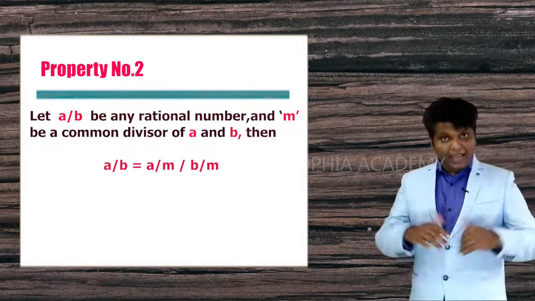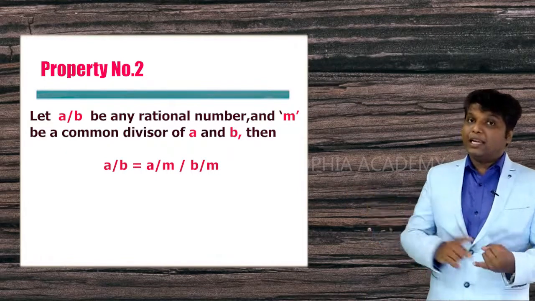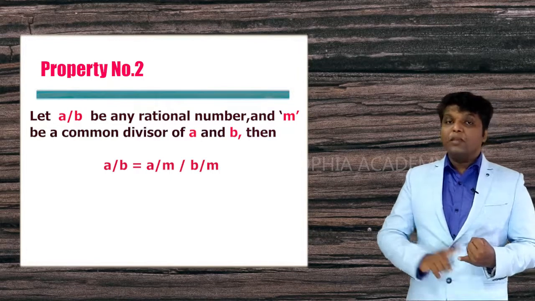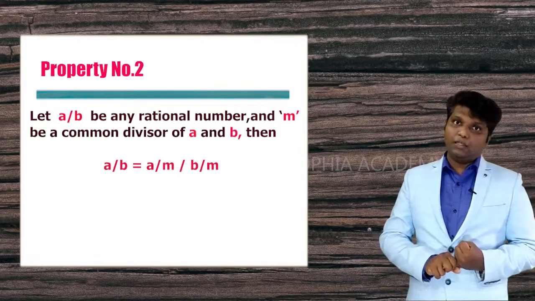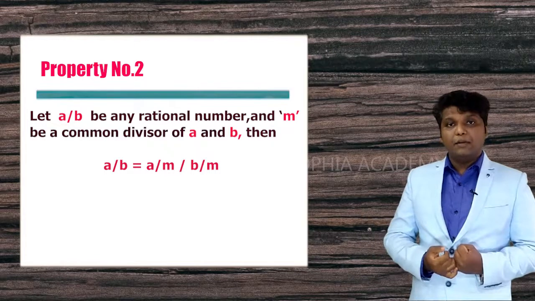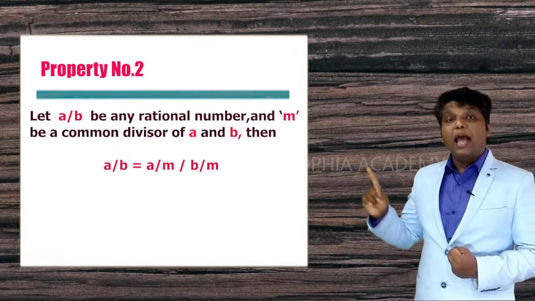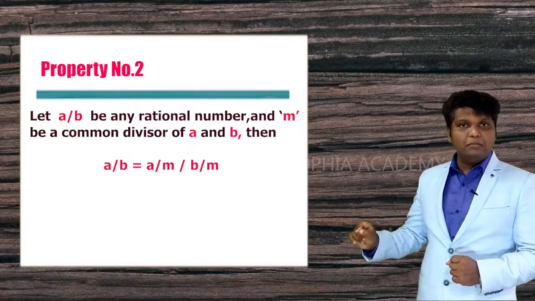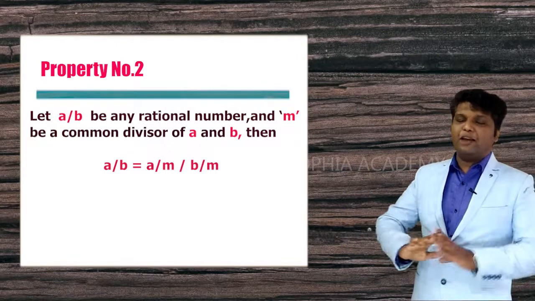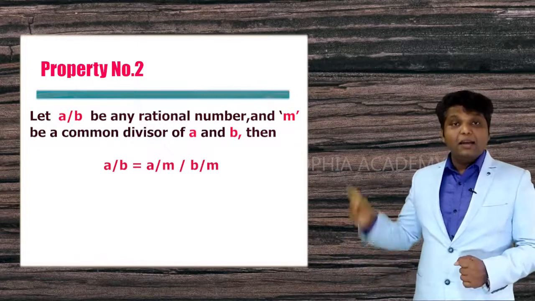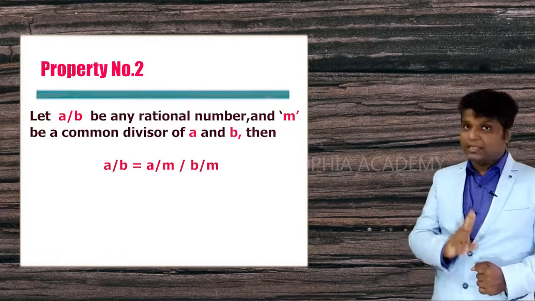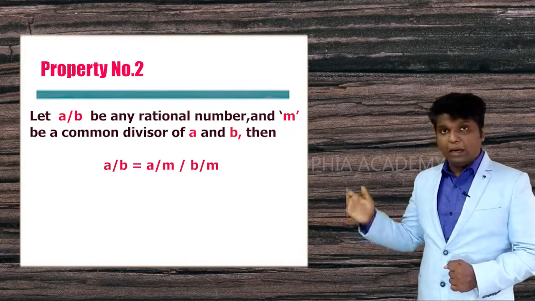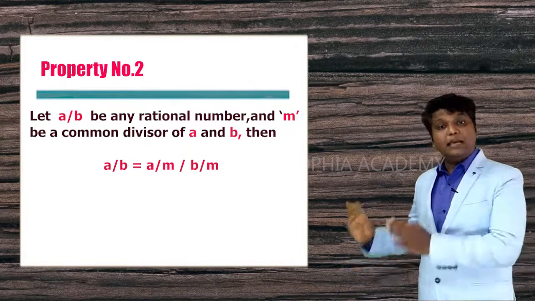In the first case I told you, if you are taking a number, it should not be 0, it can be any other integer. You can multiply the numerator and the denominator by the same number. If you are multiplying by the same number, the value of the given fraction doesn't change. Again, right now in the second property, just as we said about multiplication, in division also the same rule follows.